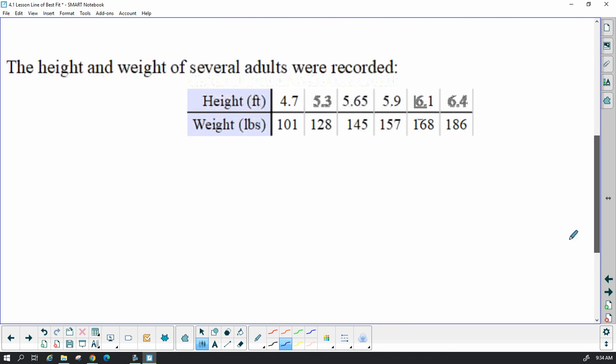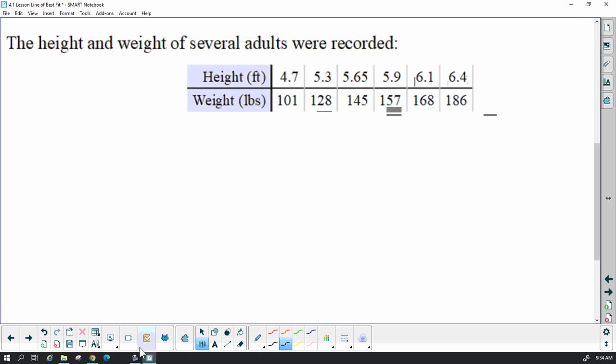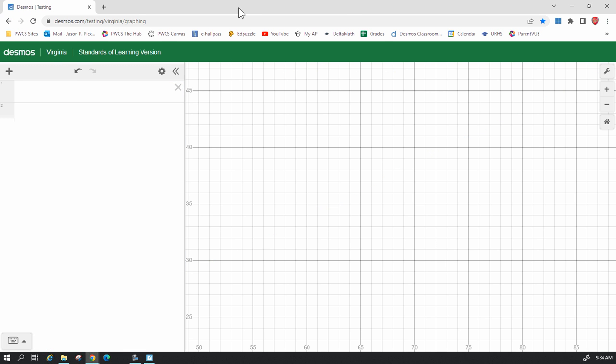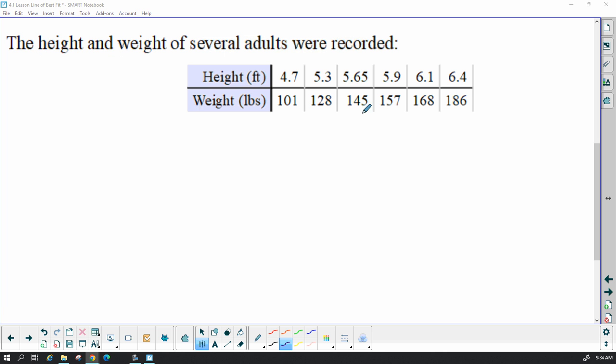So I want you to pause here, take a minute. I would go back into Desmos and I would delete out everything I just did, start fresh, put these data points into a table. My height is X, my weight is Y, and we are going to try and get a line that shows this relationship. So press pause and do that.